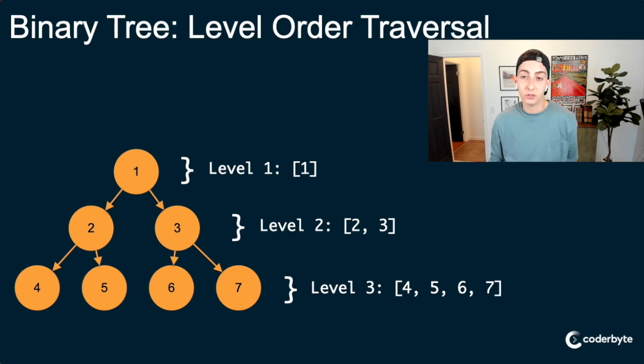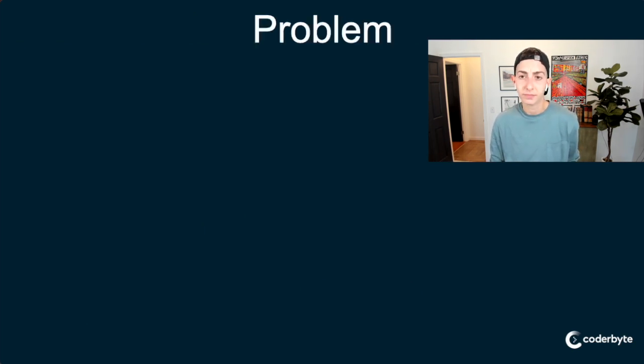So this is as opposed to depth first traversal, where you might go down an entire branch of a tree, maybe 1, 2, and 4, before you got to the other nodes of the level that you were originally looking at. So what's this week's problem?